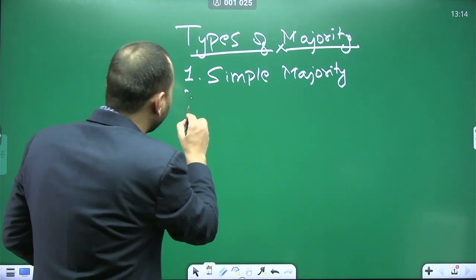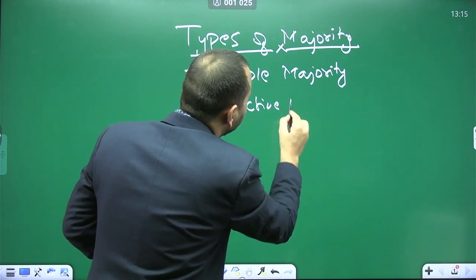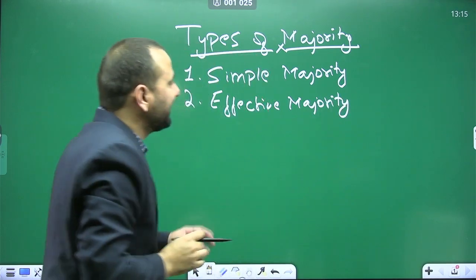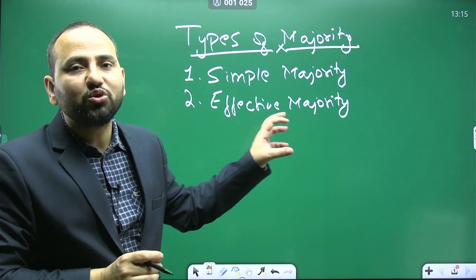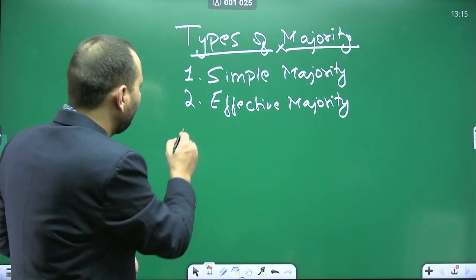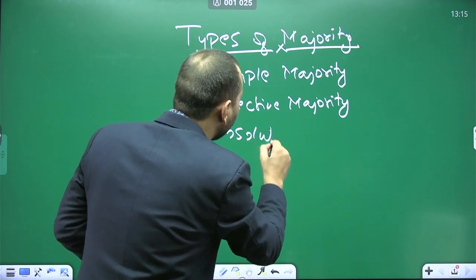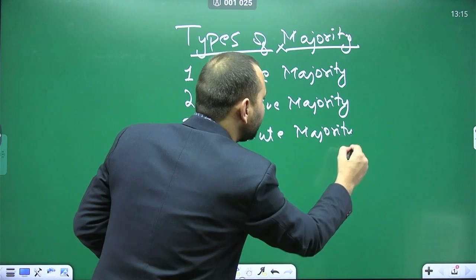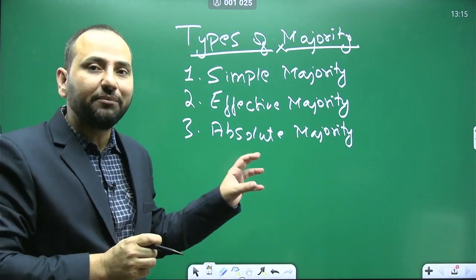Again, we have this concept of effective majority. We have to understand what the examples of effective majority are and how we see the use of this concept. We also have the concept of absolute majority. We have to understand very clearly that all these types of majority we are talking about here, you will not find them in the constitution.